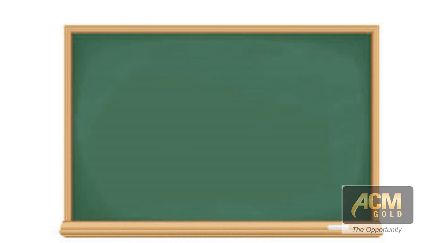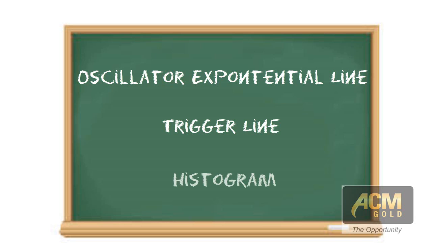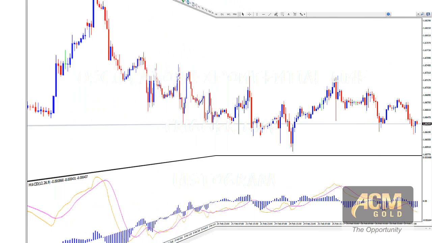The MACD consists of three elements. An oscillator exponential line that is calculated by averaging out the difference between a currency pair's 26 period and 12 period EMA. The oscillator oscillates back and forth across the zero line. The trigger line, which is usually plotted alongside the oscillator line to act as a trigger. The most popular setting is a 9 period exponential moving average. And lastly, the histogram, a depiction of the difference between the MACD oscillator line and its trigger 9-day EMA.